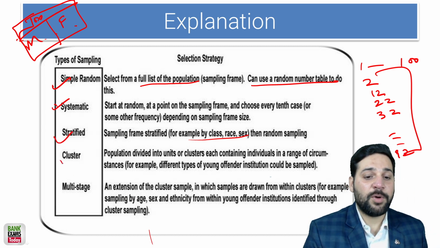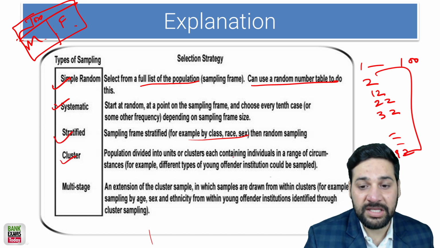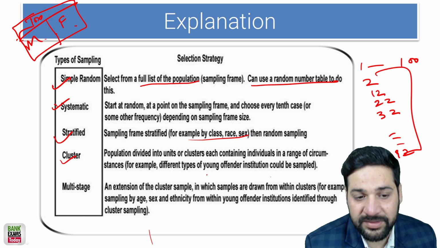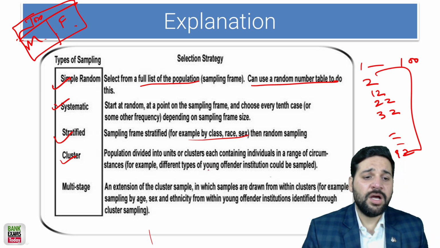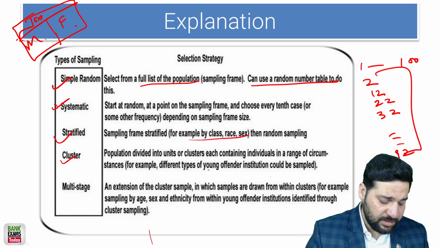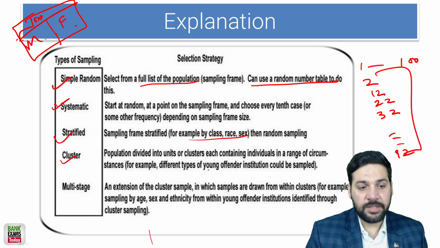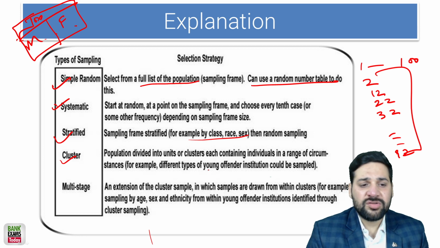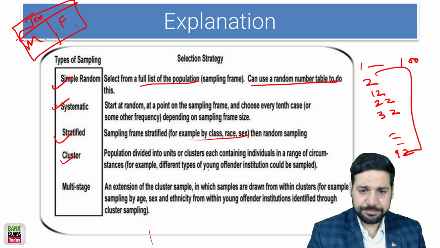So in cluster sampling, the population is divided into units or clusters, each containing individuals in a range of circumstances. For example, different types of young offender institution could be sampled. So again, similar kinds of people are divided into clusters, right? So that is cluster sampling. Okay.